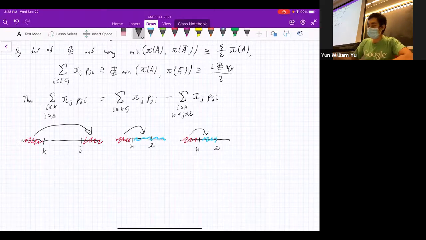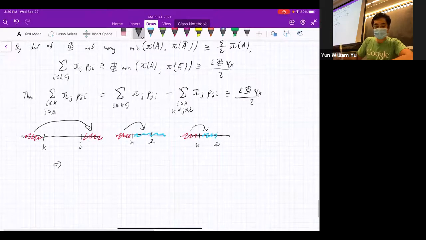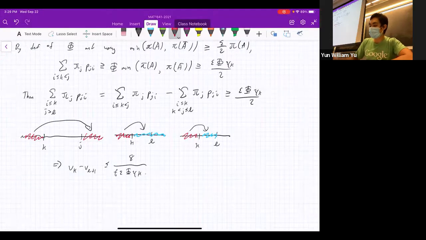And once we have that, we know that thing is going to be greater than or equal to epsilon phi gamma k over 2, which then implies that b k minus b l plus 1 is less than or equal to 8 over t epsilon phi gamma k. Note that for this assumption, we assume that k is not equal to i naught. It's the same sort of argument, but slightly easier for k equal to i naught.